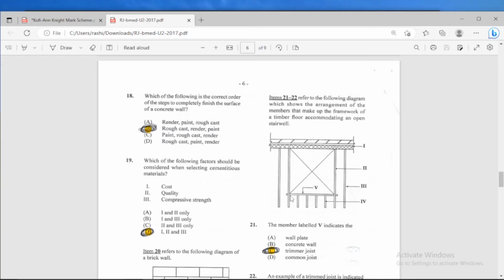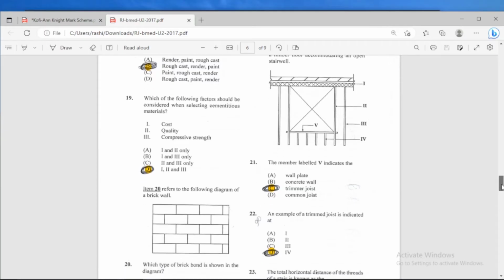So it's a trimmer joist, this one right here, and then we have the trimmed joists attached to it, these ones right here. So this joist, which is labeled 5, is a trimmer joist. And then number 22 says, an example of a trimmed joist is indicated at, and that would be 4. So as I said, these are trimmed joists, and then this one that they're attached to is the trimmer joist.